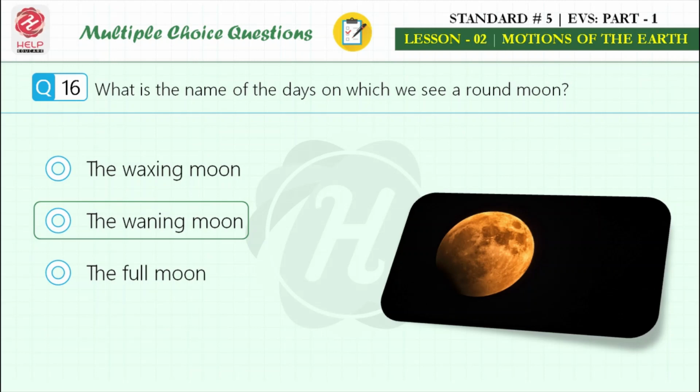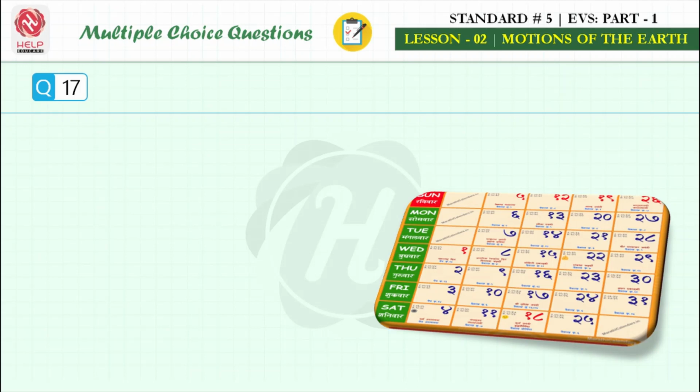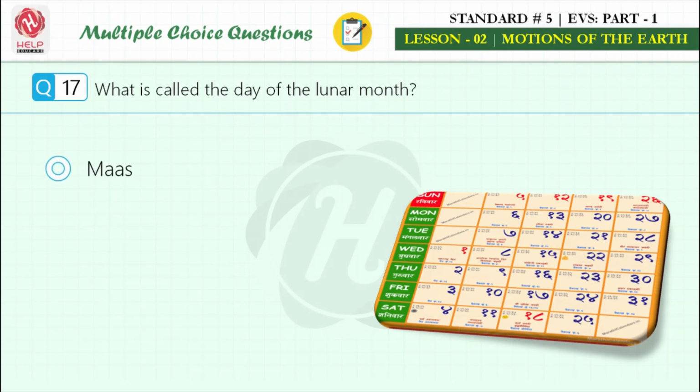Correct answer is the waning moon. Question number 17. What is called the day of the lunar month? First option, Mas. Second option, Varsh. Third option, Dashak. Fourth option, Tithi.